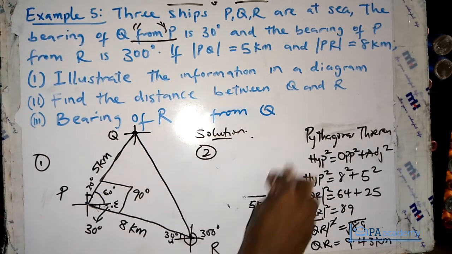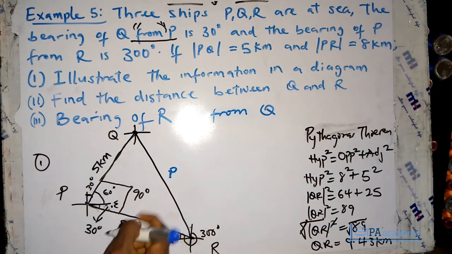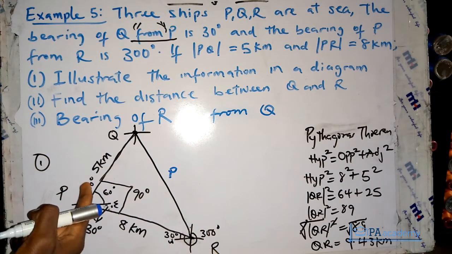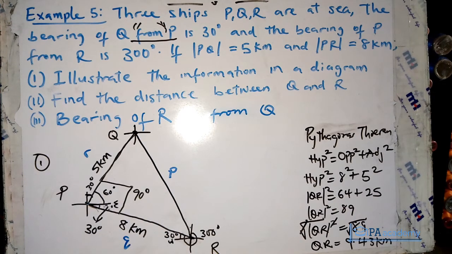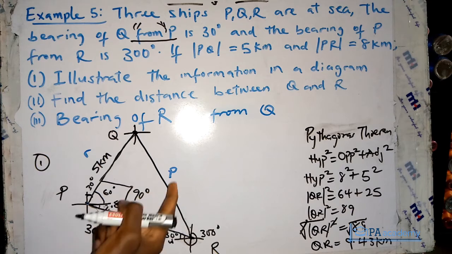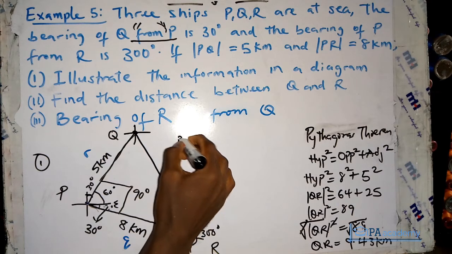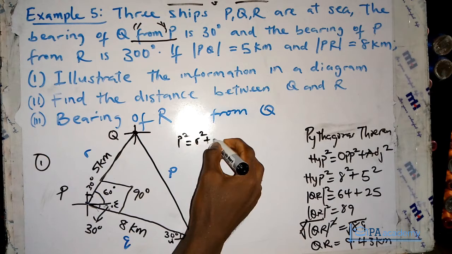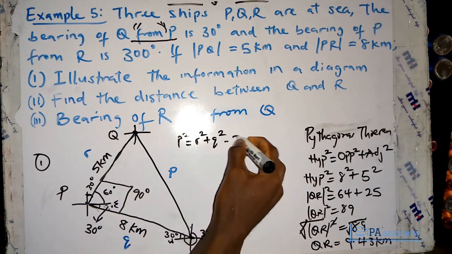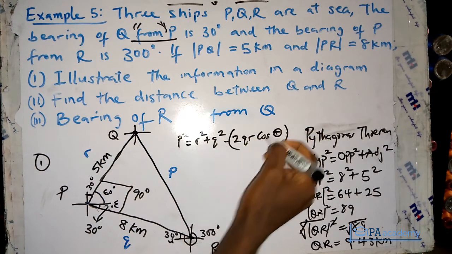so let me rub this out so that we can have space. If you are to use cosine rule, this place will be small p, while this will be small r, and this Q will be small q. So if you use cosine rule to get this line QR, which is our p, we'll have p squared is equal to r squared plus q squared minus 2qr cos theta. Then it will be in brackets.